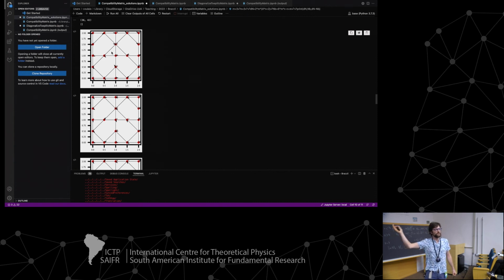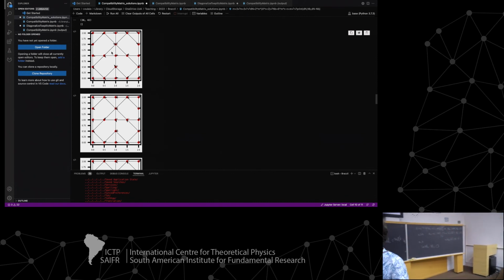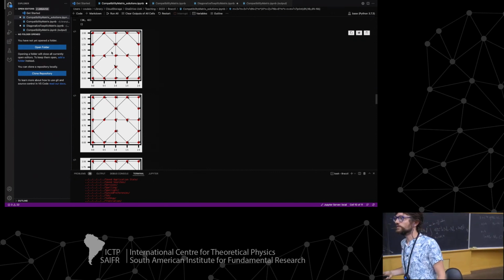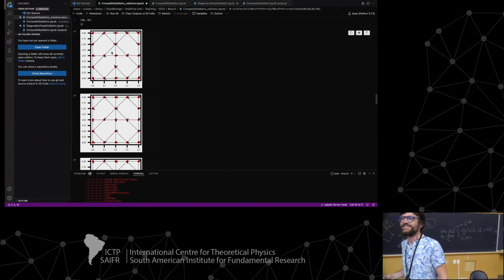I will upload the solution, but in general, if you're interested in disordered lattices and metamaterials, that's a painful but very good exercise to do. Nice. Are there more questions?